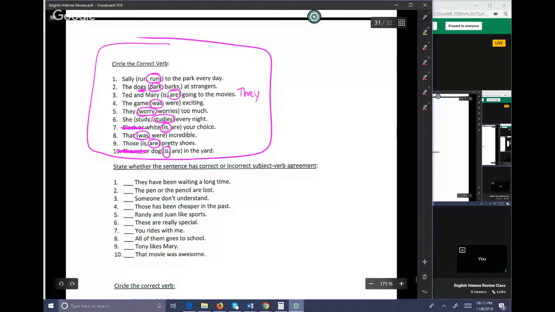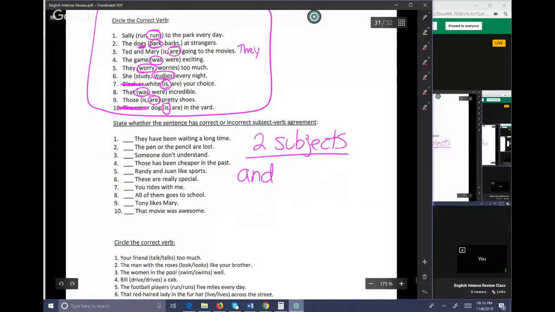One thing I will point out before it gets more complicated in English 3, the first few things that we talk about is 2 subjects. So it's pretty easy when you just have one subject, Sally, the dog, the game, they, that's usually fairly easy. When you have 2 subjects, they could be joined one of 3 possible ways.